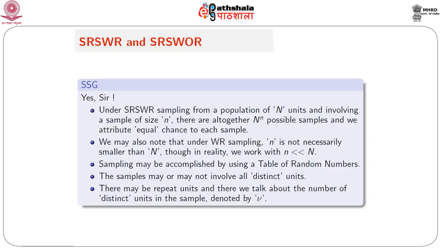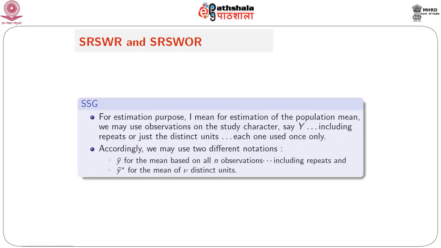Sampling may be accomplished by using a table of random numbers. The samples may or may not involve all distinct units. There may be repeat units, and there we talk about the number of distinct units in the sample, denoted by nu. For estimation of the population mean, we may use the observations on the study character, say y, including repeats or just the distinct units, each one used only once. Accordingly, we may use two different notations, small y bar for the mean based on all n observations, including repeats, and small y bar asterisk for the mean of the nu distinct units.